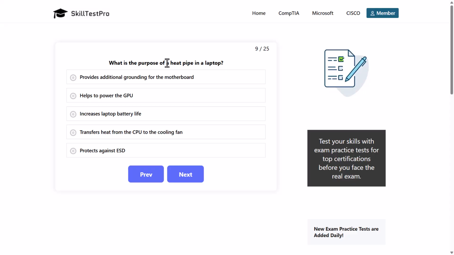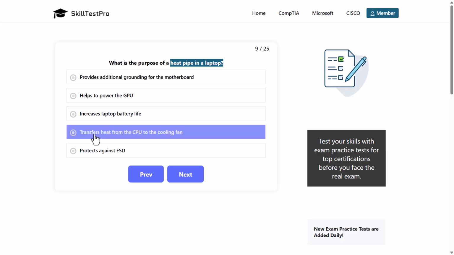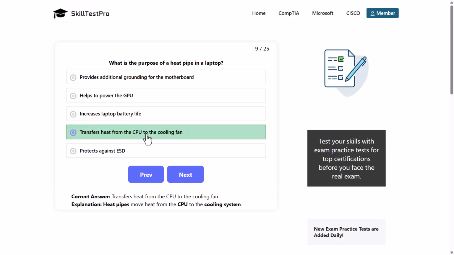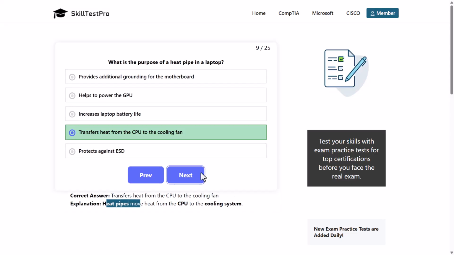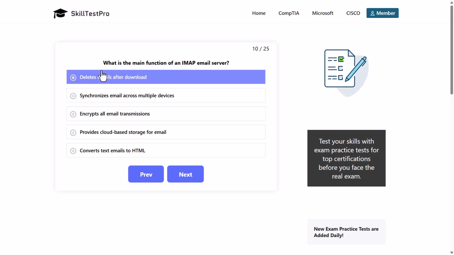And here, make sure to see that we are talking about a laptop, not about a PC or desktop computer or work machine or system. You can call it in many different ways in IT. And here the correct answer is that it transfers heat from the CPU to the cooling fan. And heat pipes move heat from the CPU to the cooling system, so from our processor to the cooling system.